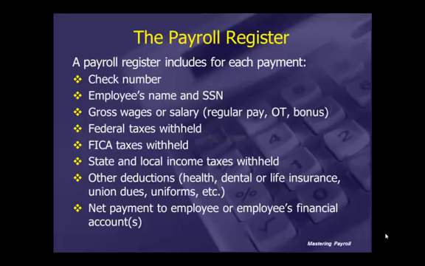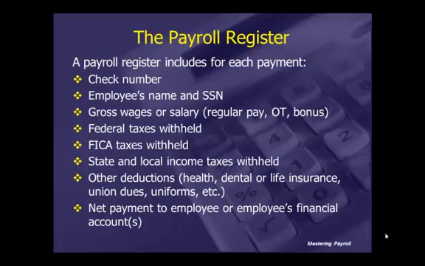We have to track those individually because one has a ceiling limitation, the other does not. We also would include state and local income taxes withheld, so the state and cities, and other deductions that are voluntary, such as health, dental, life insurance, union dues, uniforms, etc. These are voluntary and they can be deducted from the paycheck.